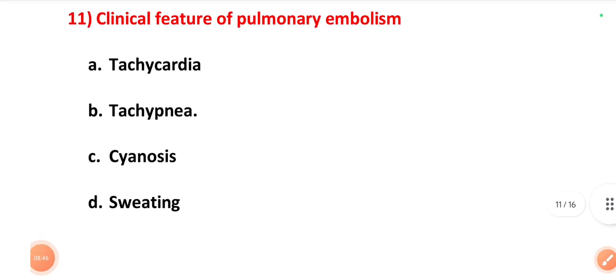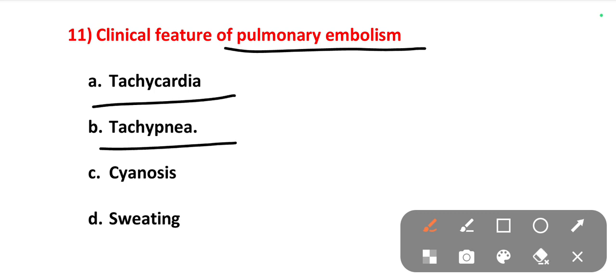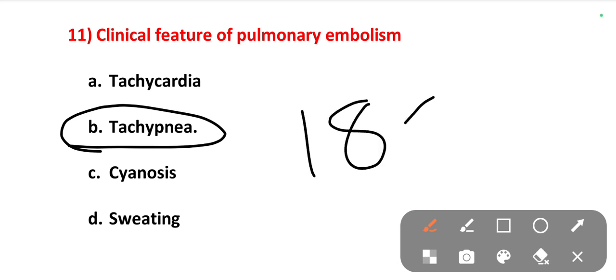The next one is clinical feature of pulmonary embolism. Options are tachycardia, tachypnea, cyanosis, and sweating. The right one is tachypnea. Okay, tachypnea is nothing but an increase of breath, more than the normal. So that is called tachypnea. So in the case of pulmonary embolism, we can see the tachypnea in the patient.